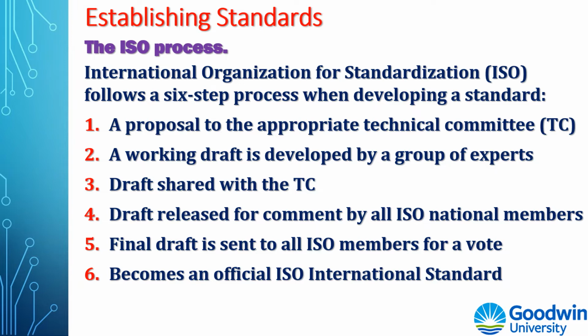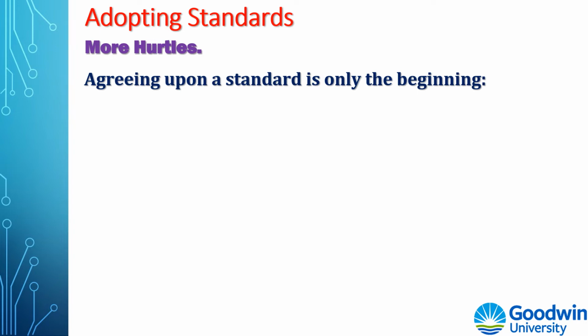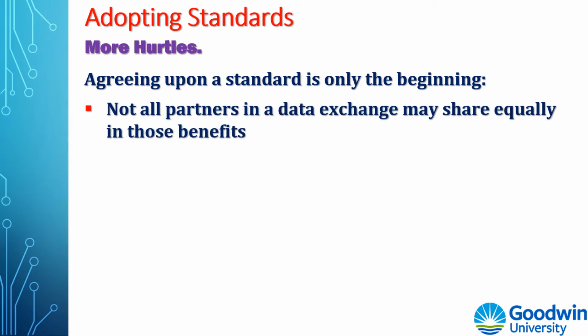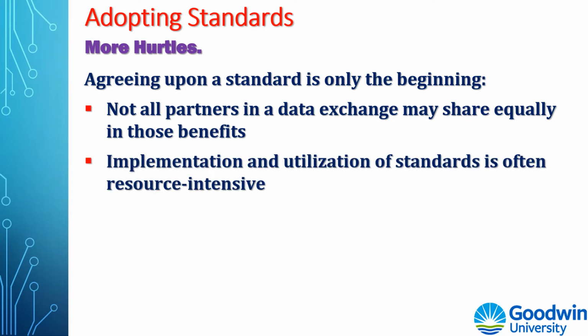And I don't know what the threshold of the vote is, if it's 2/3 or majority, I don't know. But then it becomes an ISO international standard. And then we have something. But obviously there's more hurdles than just that. Agreeing on a standard is only the start of the journey. Not all partners in a data exchange may share equally in those benefits. And I did mention a few before, but we're going to get into a couple next.